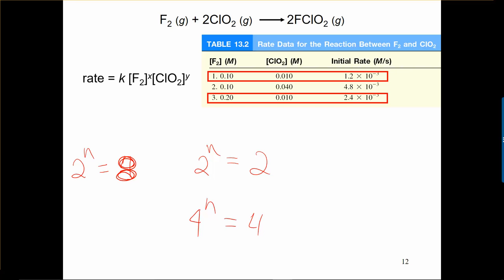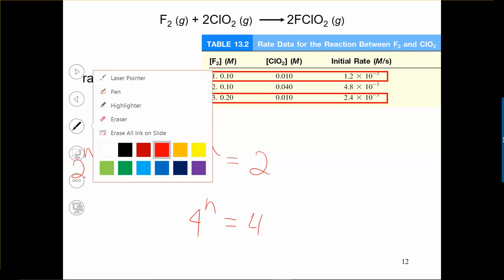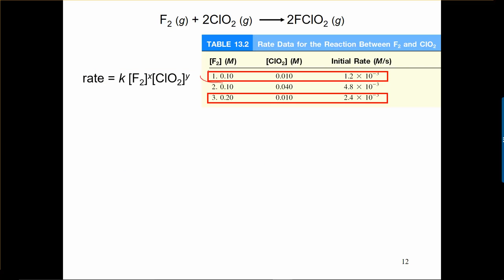Yes? I understand the concept, but I'm not sure where you're getting the numbers from. Yeah, absolutely. Okay, so if I take experiment one and experiment three, look at the concentrations of F2. What happened to them?